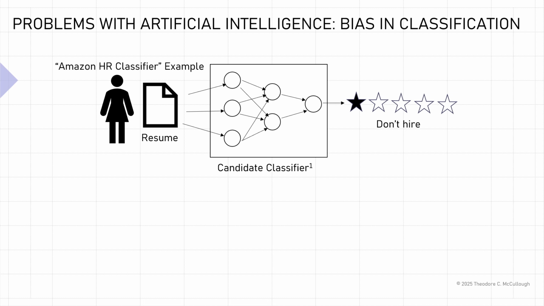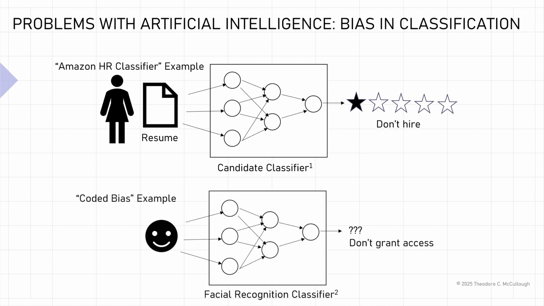To understand the problem of control, we're going to begin by talking about another problem in artificial intelligence, namely bias and classification. And we're going to talk in particular about two canonical examples of bias and classification. The first is the Amazon HR classifier example, and the second is the coded bias example.